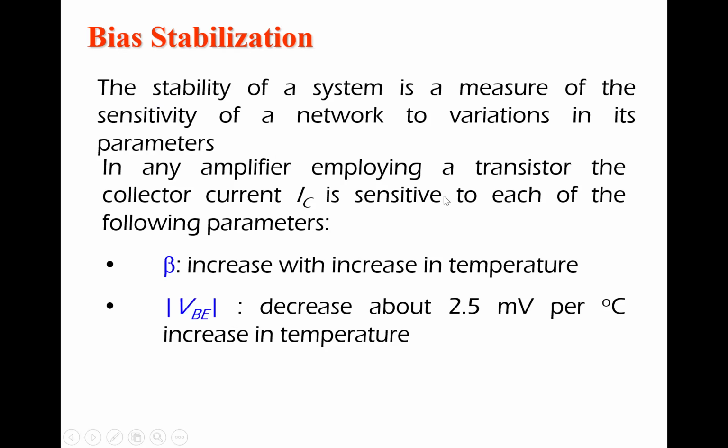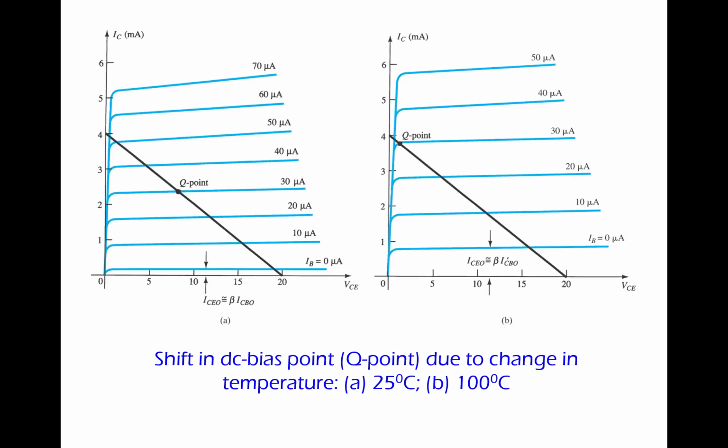The stability of your system is a measure of the sensitivity of your network to variations in parameters like beta, VBE, and also ICO. And these are the figure representations of how the stability factor is provided for various Q point values.